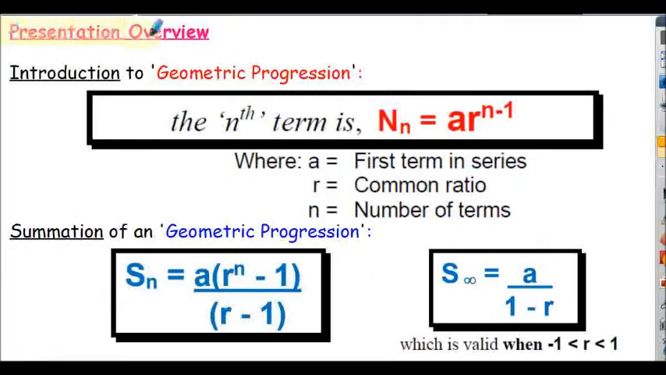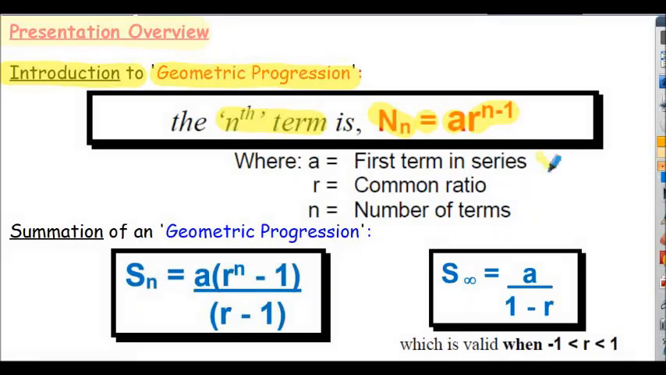Here's an overview of the presentation. We commence with an introduction to geometric progression, stating here the nth term in the GP formula: Tn is equal to a times r to the power of n minus 1.